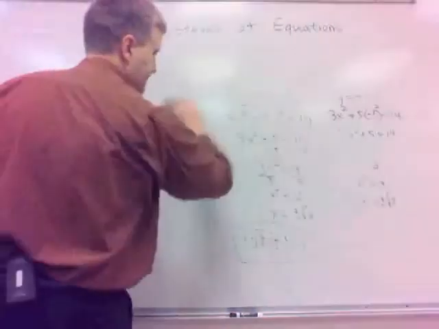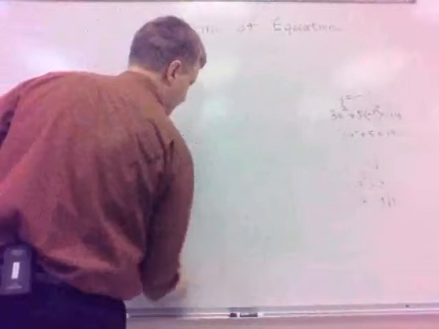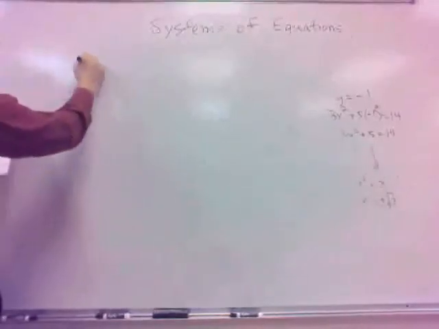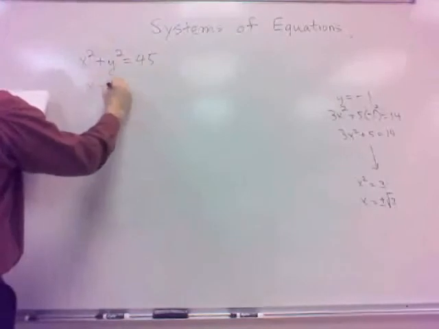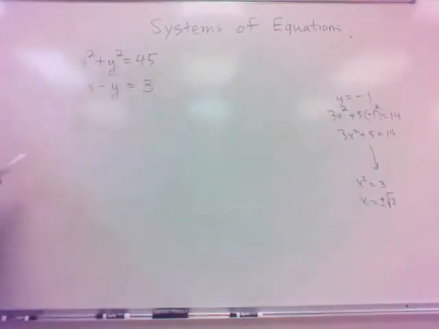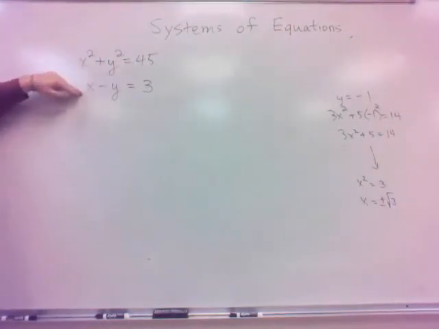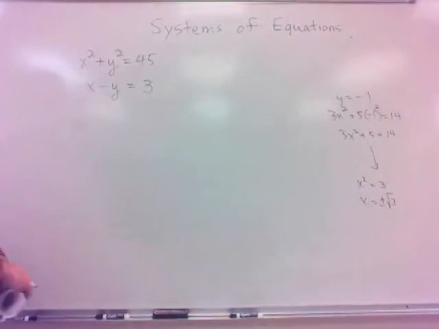Here is another. How about x squared plus y squared equals 45, and x minus y equals 3. Well, I'll just tell you here, elimination is not so good because I've got x squared, and then I just have regular x. I've got y squared, then I've just got regular y. So neither one matches up as far as the powers go. So this is substitution, solve by substitution.